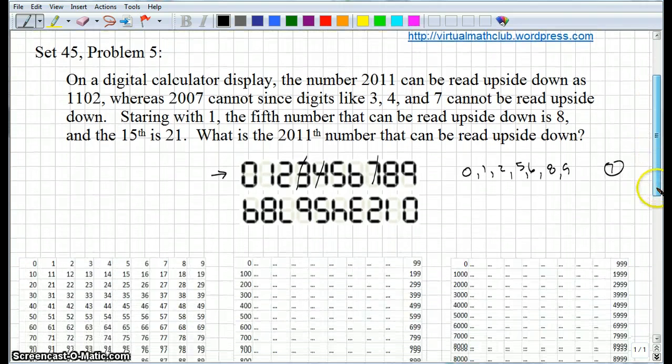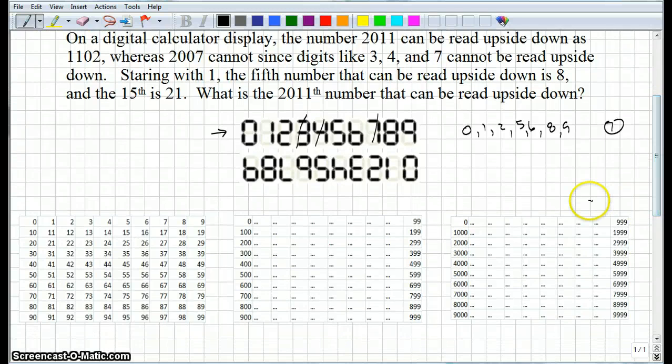I wanted to take a look at these numbers by decade. I'm going to say this is by decade, this is by century, and this is by millennium. So I've just grouped them in 3 different ways here. If we look at the numbers by decade, we know anything that contains a 3 in the units digit is not going to be read upside down. We're not going to be able to read it upside down.